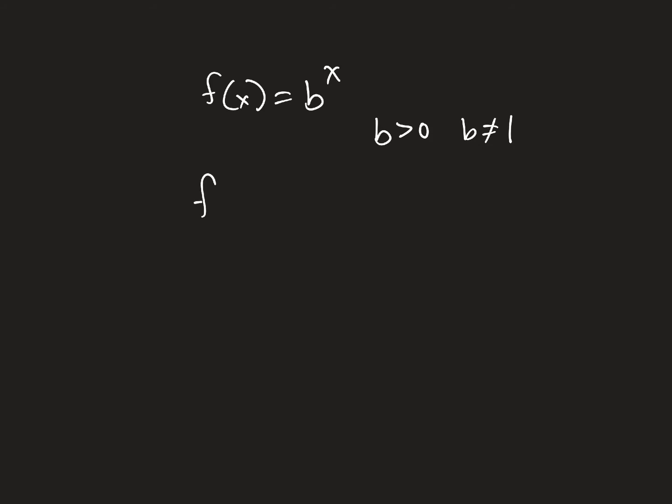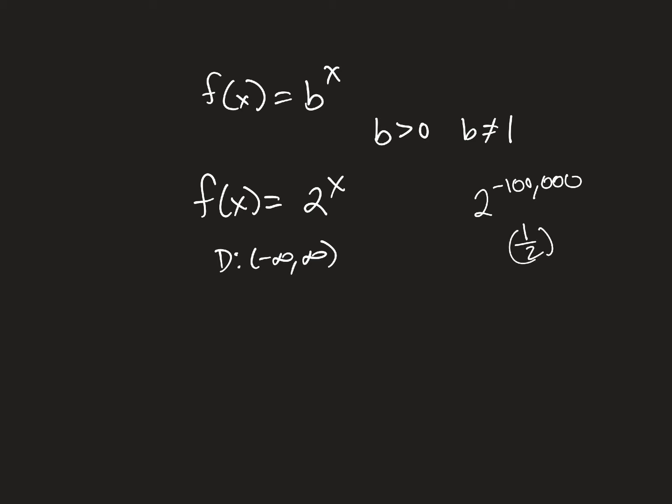If we just take a simple exponential function like 2 to the x, the domain can be anything, but for the range, if I put in huge negative values, what happens to 2 to the x? Like if I put in 2 to the negative 100,000, that's the same as 1 over 2 to the 100,000, which is getting closer and closer to 0. So as x approaches negative infinity, 2 to the x goes towards 0. But as x approaches positive infinity, 2 to the x is going towards infinity. It's just getting bigger and bigger.